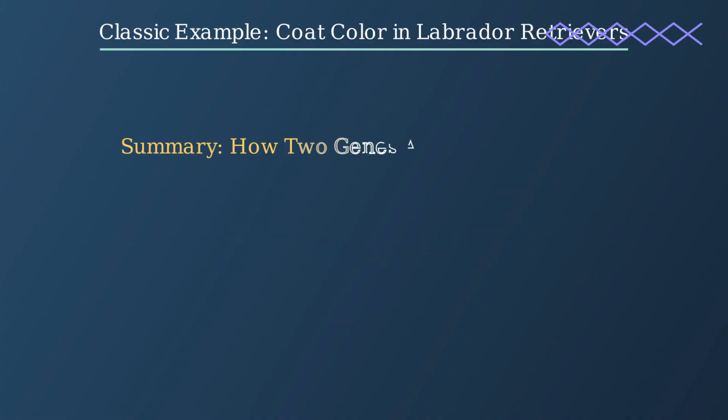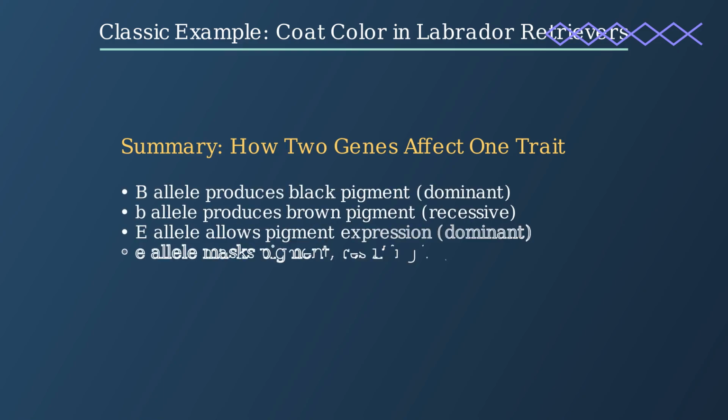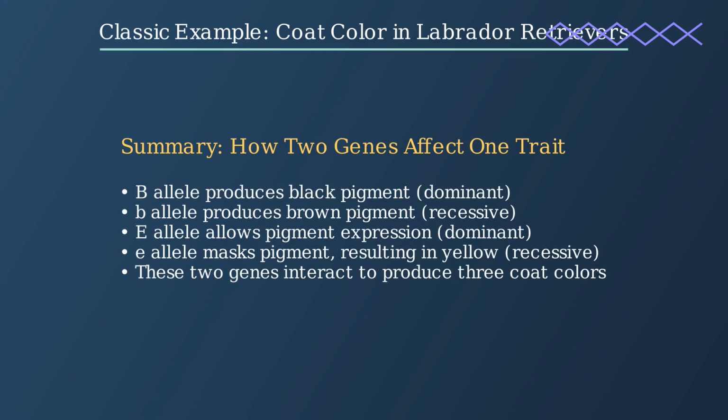In summary, the interplay between the B gene and the E gene demonstrates how multiple genes can work together to influence a single phenotypic trait. This example illustrates an important principle in genetics. Phenotypes are often the result of interactions between multiple genes, not just a single gene acting alone.